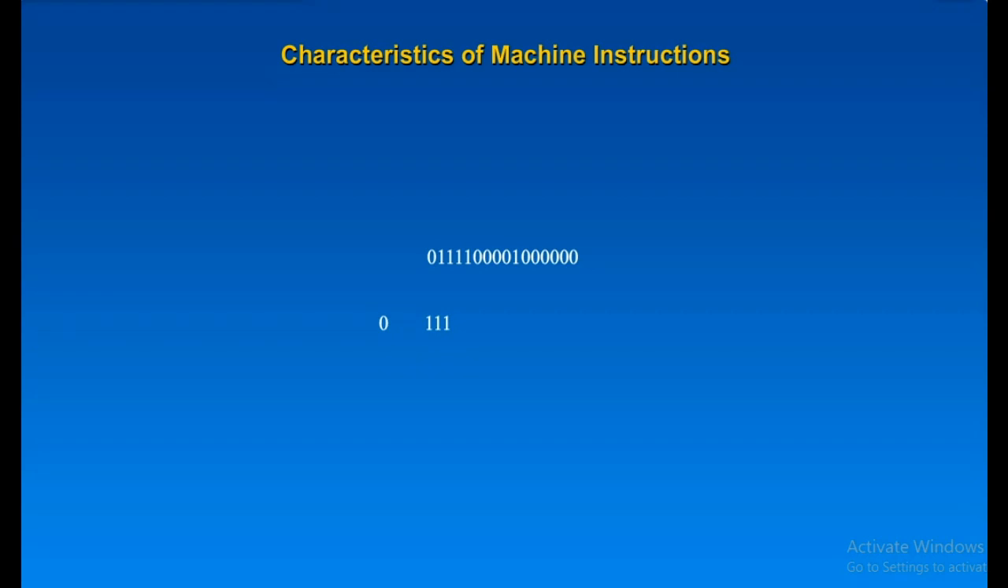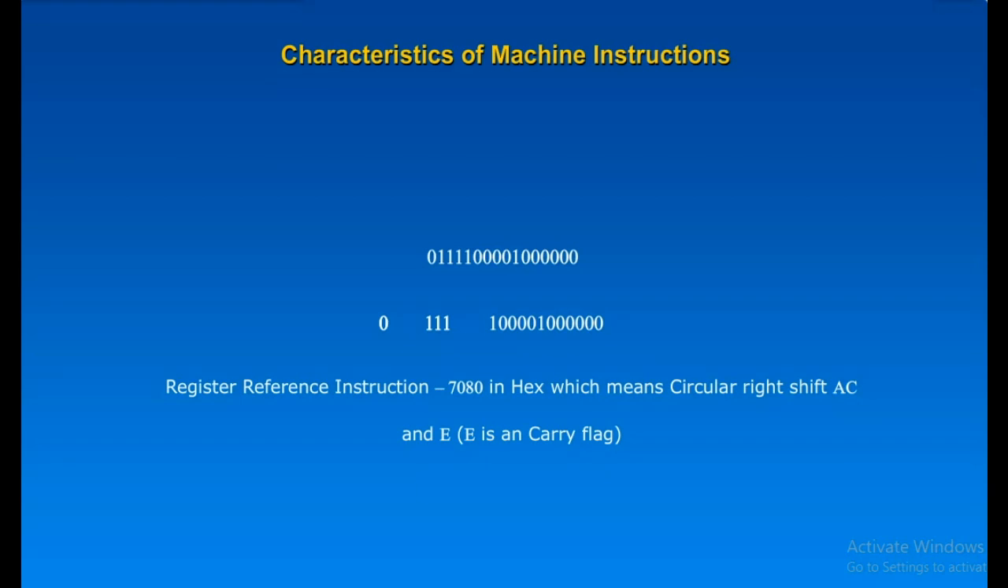Similarly, 011110 0001 000000 is interpreted as a register reference instruction, 7080 in hex, which means circular right shift AC and E. E is a carry flag.